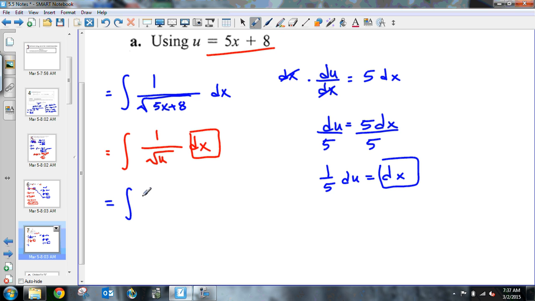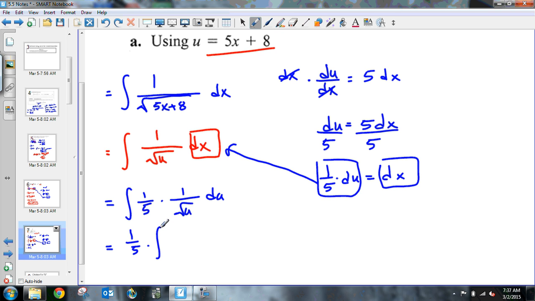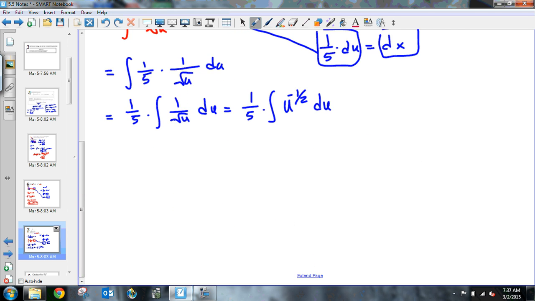So what I'm going to do here is substitute this in, and I'm going to get the integral of 1/5 times 1 over the square root of u du. All I did was plug this in for dx. Because I'm multiplying, I can rearrange the order in which I multiply. I'm going to pull the 1/5 out front, and multiply that by the integral of 1 over the square root of u du. Then I'm going to rewrite this, because I still can't take the antiderivative of this form, as u to the negative 1/2 power du. And then from here, I can take the antiderivative.